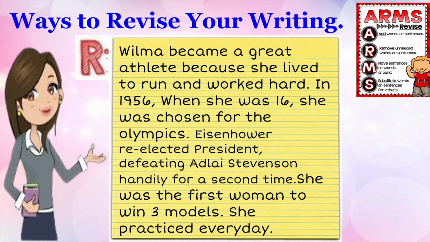Wilma became a great athlete because she loved to run and worked hard. In 1956, when she was 16, she was chosen for the Olympics. Eisenhower re-elected president, defeating Adlai Stevenson handily for the second time. She was the first woman to win 3 medals. She practiced every day. So we have noticed that all the information is about Wilma Rudolph, and when she was 16, she was chosen for the Olympics.